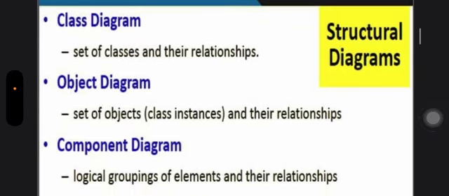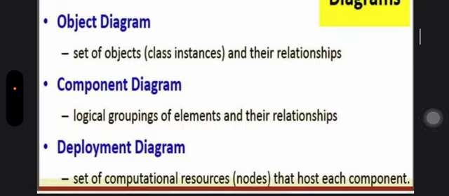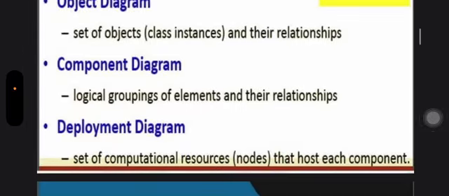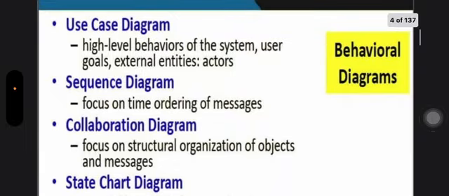Whereas in object diagram, a set of objects, that is a class instance and their relationship is described. In component diagram, logical grouping of elements with their relationship is displayed. In deployment diagram, a set of computational resources that are nodes that host each component are displayed.